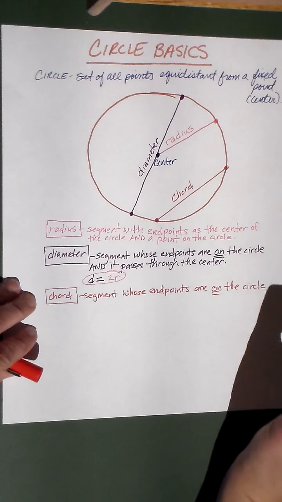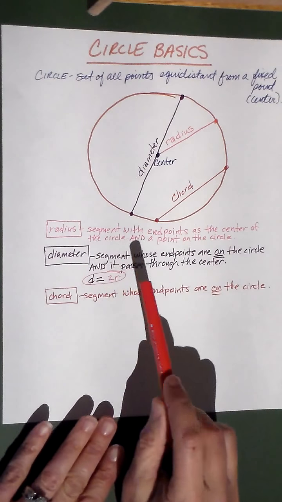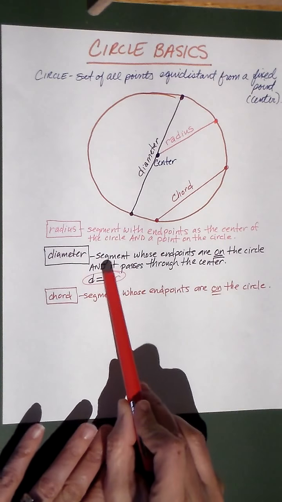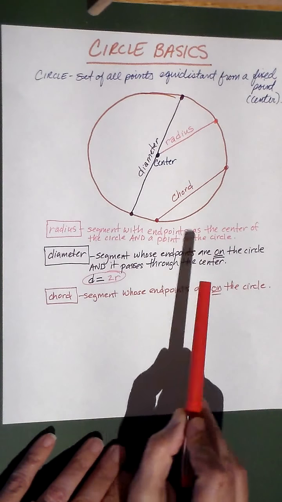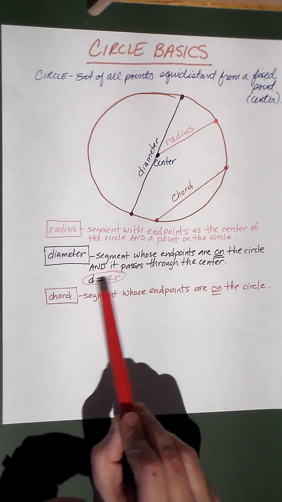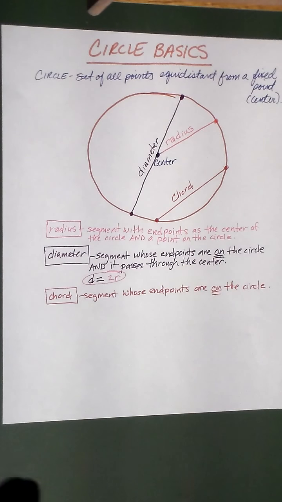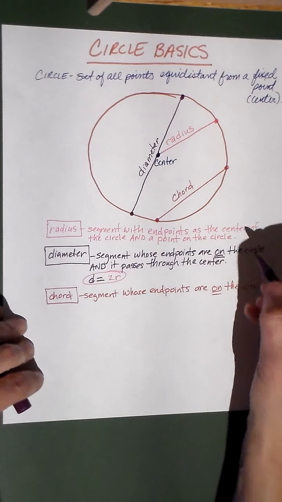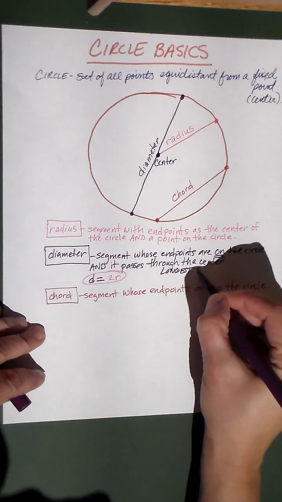Now I want you to look at something here. What is the difference between a diameter and a chord? Doesn't that diameter have the same definition? A segment whose endpoints are on the circle? What's the only difference? The diameter passes through the center. The diameter is actually the longest chord in a circle. So you need to make a note that this is actually the longest chord.